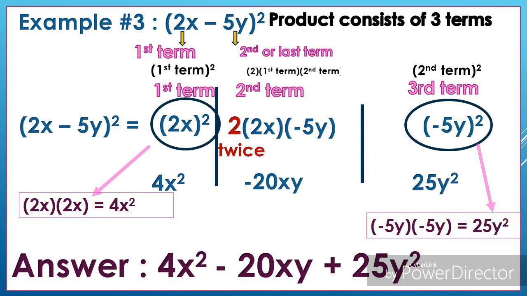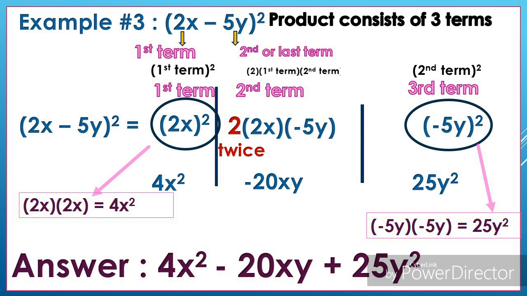Okay, number 3 example. The quantity of 2x minus 5y square. Ang first term natin dito is 2x. Ang second term natin is negative 5y. Okay, again, we follow the pattern. I-square natin yung first term. Tapos, to find the second term, twice the first term and the second term. To find the third term, i-square lang natin yung second term.